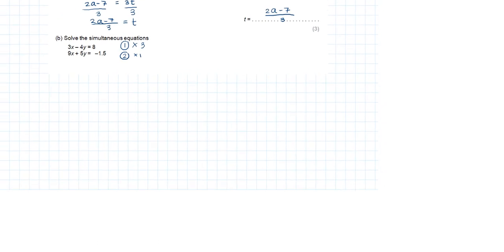So the first equation will become 9x minus 12y equals 24, and the second equation is 9x plus 5y equals minus 1.5. Now the numerical value of the coefficients is the same, so in order to get rid of it, I would need to subtract.